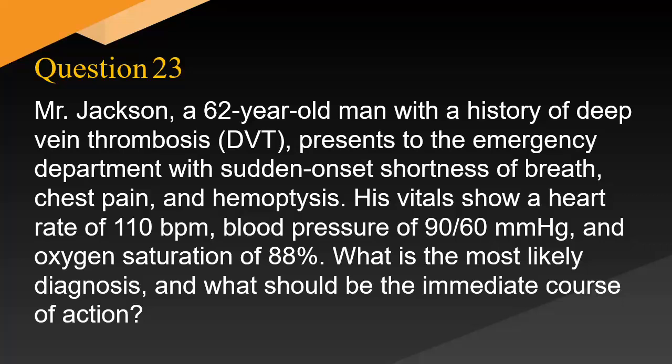Mr. Jackson, a 62-year-old man with a history of deep vein thrombosis (DVT), presents to the emergency department with sudden onset shortness of breath, chest pain, and hemoptysis. His vitals show a heart rate of 110 bpm, blood pressure of 90/60 mmHg, and oxygen saturation of 88%. What is the most likely diagnosis, and what should be the immediate course of action?